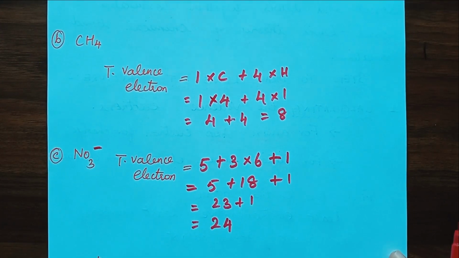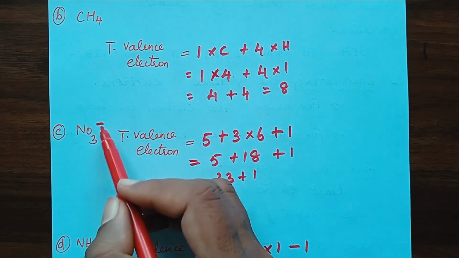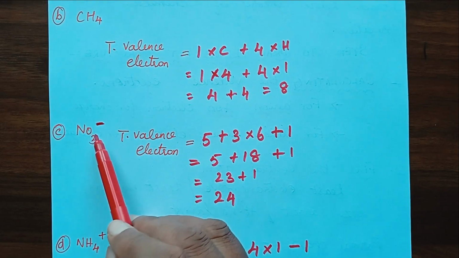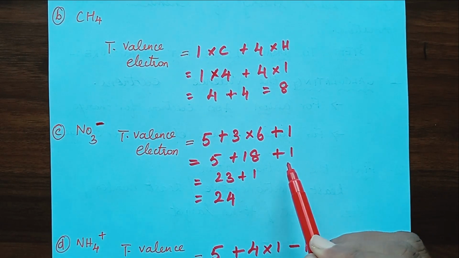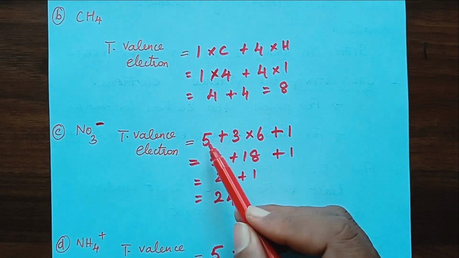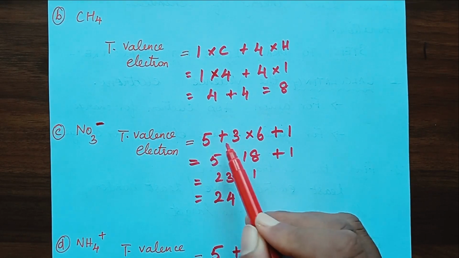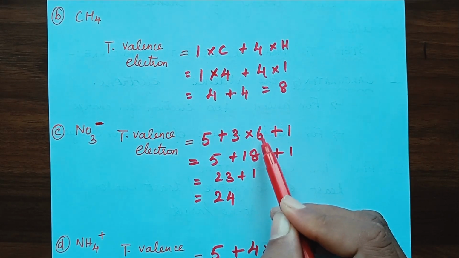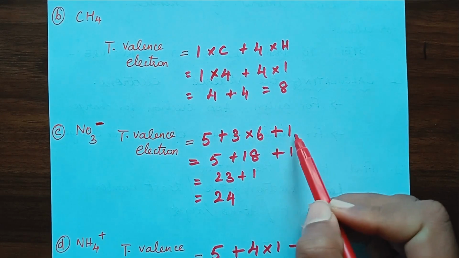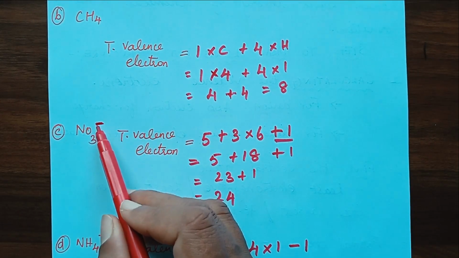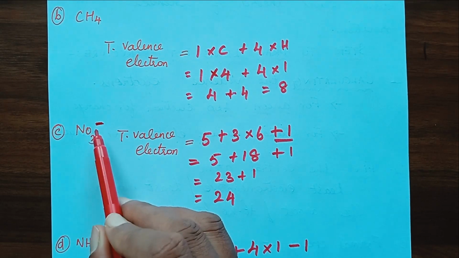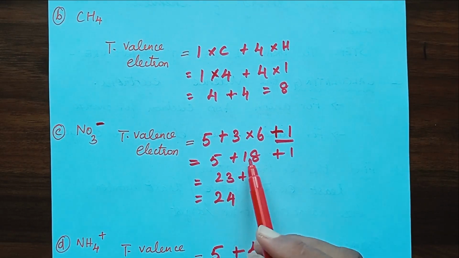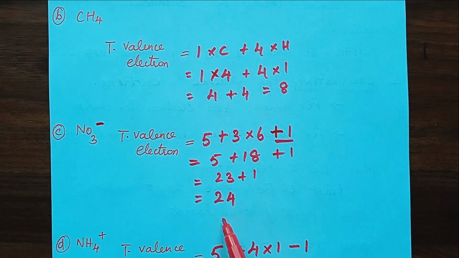Next we go for the NO3 minus ion. For NO3 minus we have an anion, the minus ion. Depending on that we have to calculate the total number of valence electrons. For nitrogen the valence electron is 5, plus we have 3 oxygen atoms, so 3 into the valence electron of oxygen, which is 6. 3 into 6, plus 1. This plus 1 is for this anion. We have a minus charge here, so for minus 1 we add 1 electron. So 5 plus 18 plus 1. Totally we get 24 electrons for the NO3 minus ion.